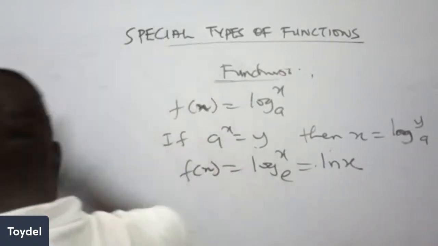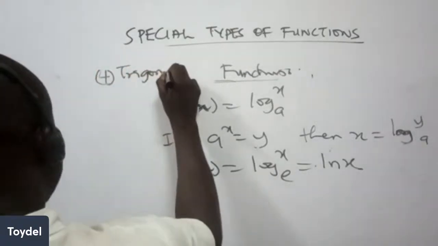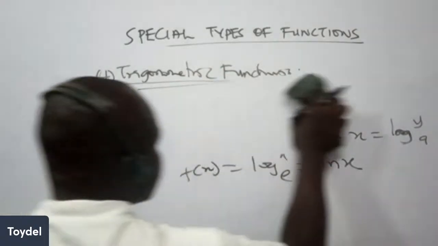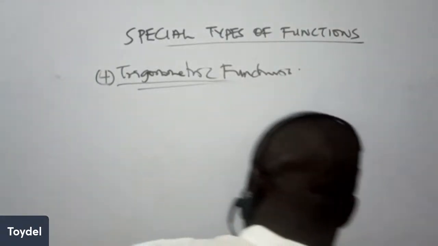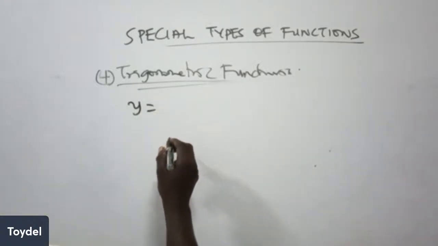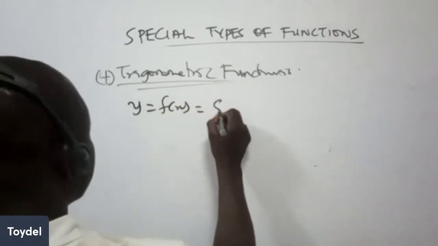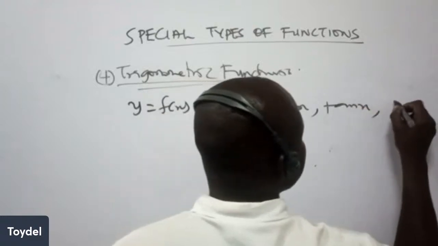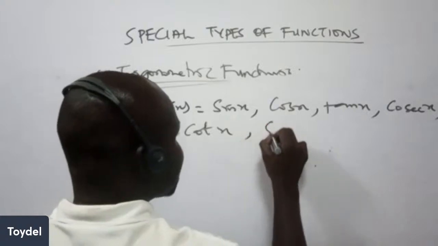Then the fourth type of special function that we talk about is called the trigonometric functions. Of course, we are familiar with some of these functions. This is where we have y, or f of x, equal to either sine x, cos x, tan x, cosec x, cot x, and we can also have sec x.